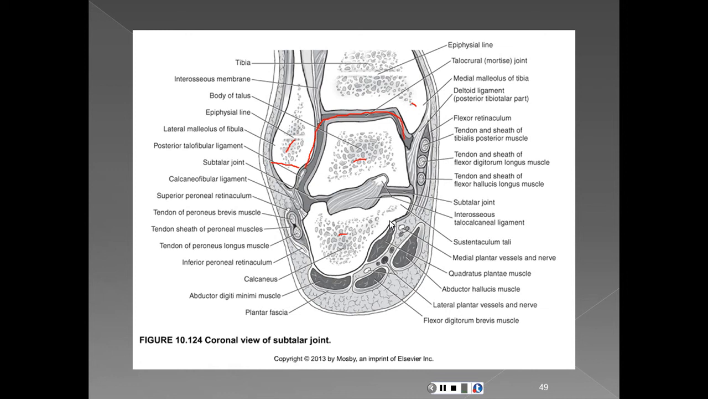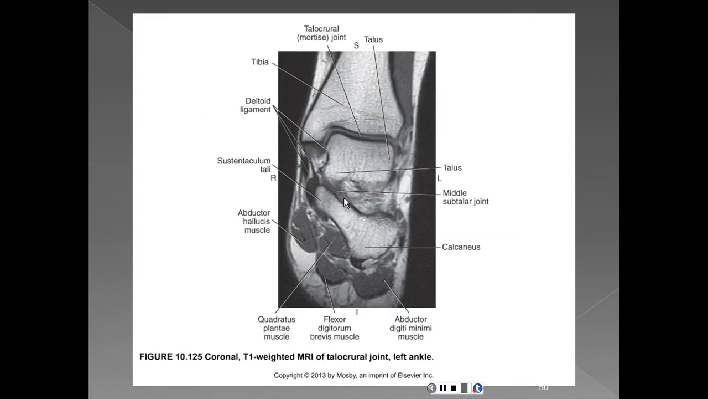and this is important to identify also. This interosseous talocalcaneal ligament. So in a coronal view, you want to get a good picture of this. You want to see the ankle mortise. You want to get a very good picture of the interosseous talocalcaneal ligament. So here we have the ankle mortise, clearly identified. You have the tibia, you have the talus, and you have the calcaneus.